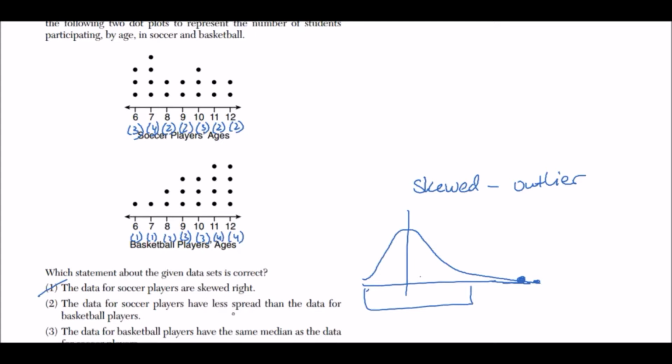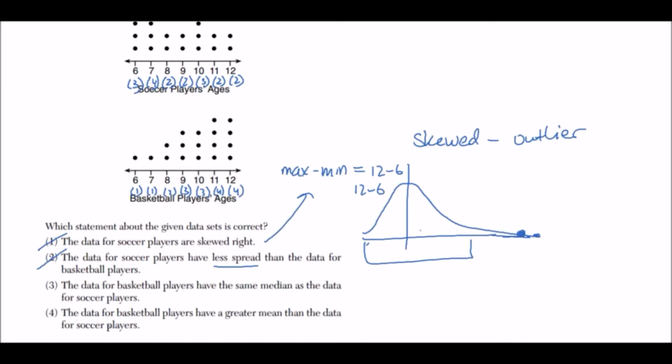The data for soccer players have less spread than the data for basketball players. Less spread, we can think of as the range in this particular case. The range is the maximum value minus the minimum value. And in this case, it's 12 minus 6 for both of them, so they are the same.